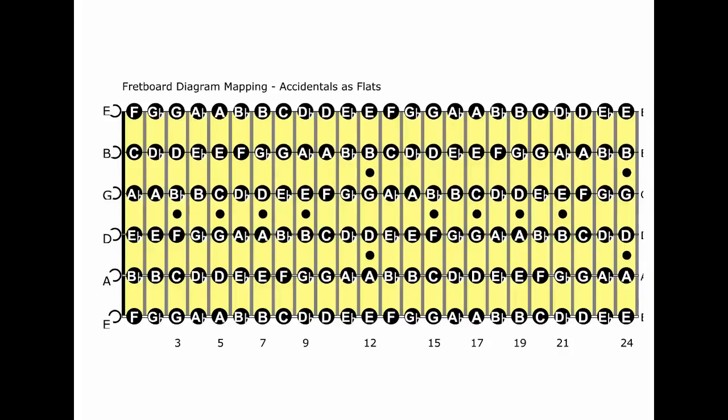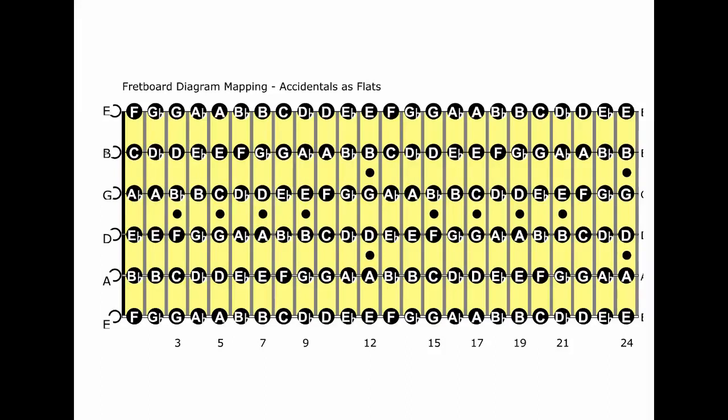So if we look at this diagram, as if you take your guitar, lay it flat in your lap, and you're looking straight down on it, the low E here is this note, and this is the high E here, which is this note right here.